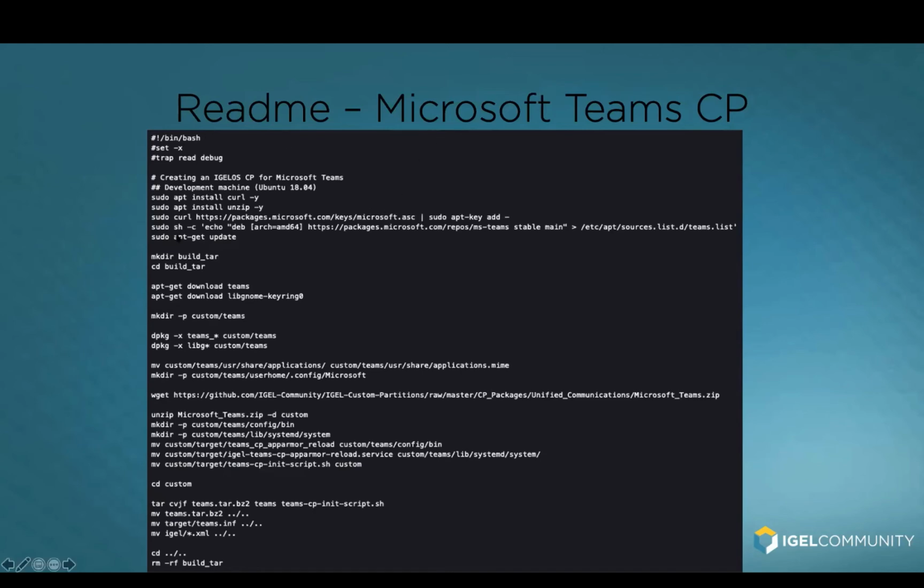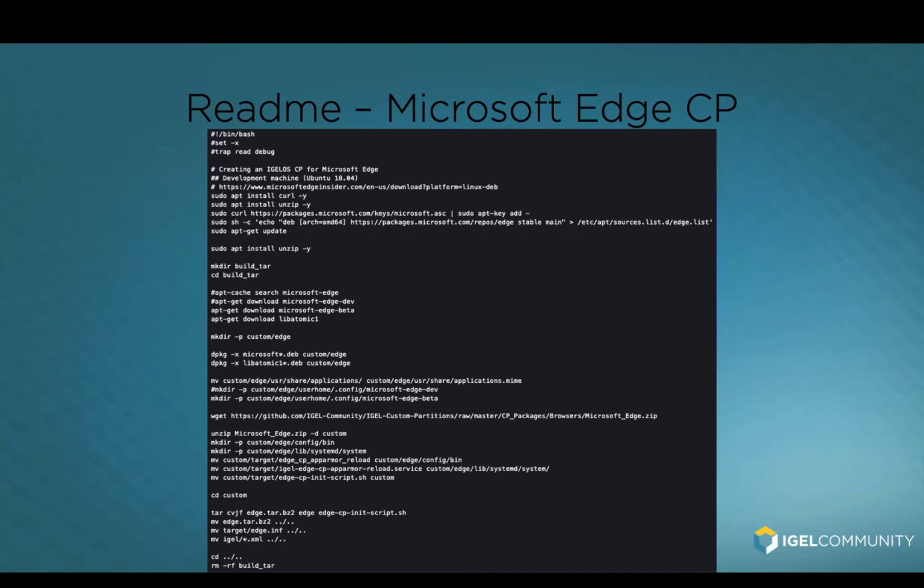For Teams, what it's doing is adding Microsoft's package repository to the package manager here. Then it gets Teams and any missing libraries. It creates the folders, extracts the packages into there, does a wget to get that zip file, moves all the pieces into the right place, and then tars it up and creates your file. So very simple, as I said, 42 seconds to build Teams, deploy that, and run Teams natively on your IGEL endpoint. Another example is Microsoft Edge.